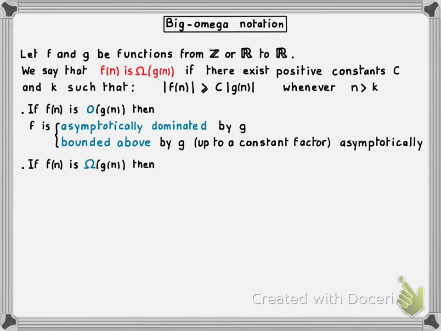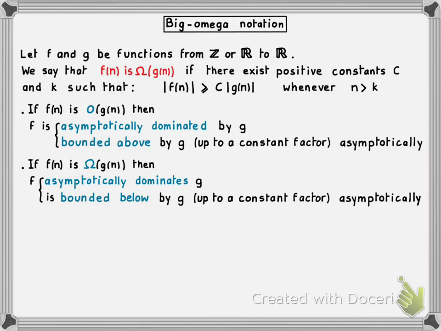So, what's the difference with the big omega notation then? Well, we say that if f of n is big omega of g of n, then the reverse is true. That means f is not dominated by g, but actually f dominates g asymptotically. That means f grows at least as fast as g when n is large enough. In other words, g is not an upper bound on f in this case, but g is a lower bound. Another way of saying that is that f is bounded below by g, up to a constant factor asymptotically.